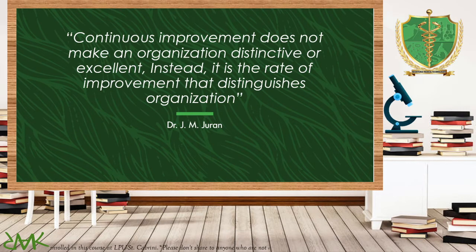Okay, Lean Six Sigma was pioneered by Dr. J.M. Juran, and according to him, continuous improvement does not make an organization distinctive or excellent. Instead, it is the rate of the improvement that distinguishes the organization. Okay? It is the rate of improvement that distinguishes the organization. If there is a noticeable change, a noticeable improvement in a certain company, then it makes them popular because they are continuously improving what they have in their institution.